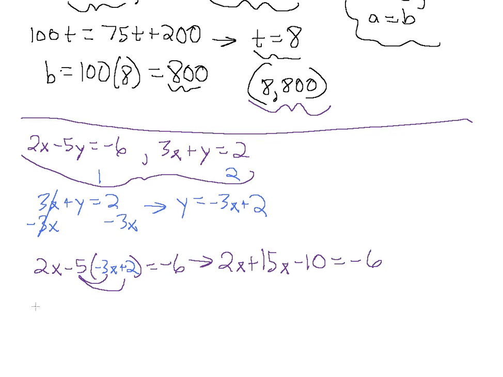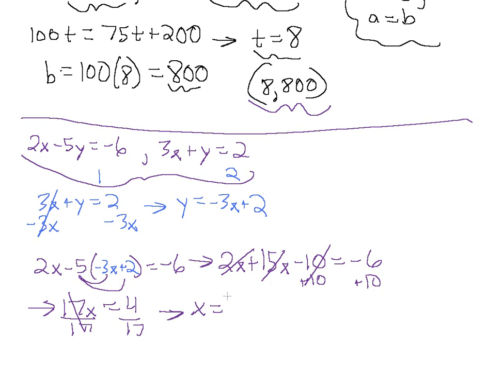We can solve for x by combining these two like terms, 17x. We can add 10 to both sides in the same step, which will cancel those two terms. So we just have 4 on the right-hand side. And we can isolate our variable by dividing both sides by 17. So we have x equals 4 over 17.